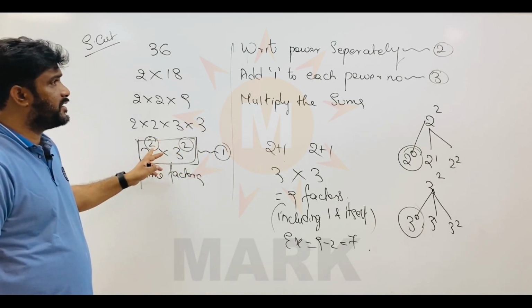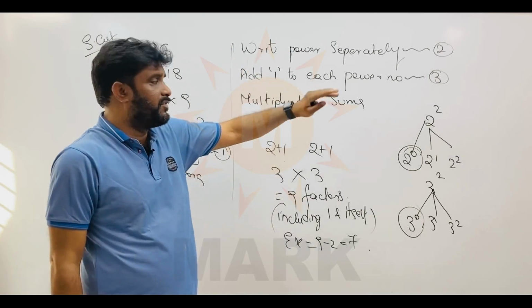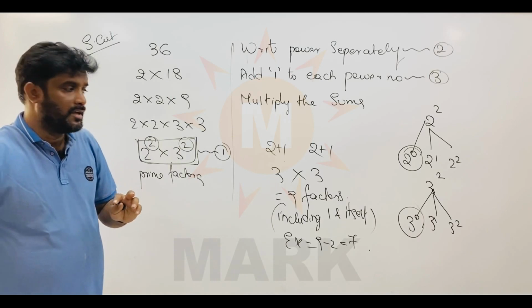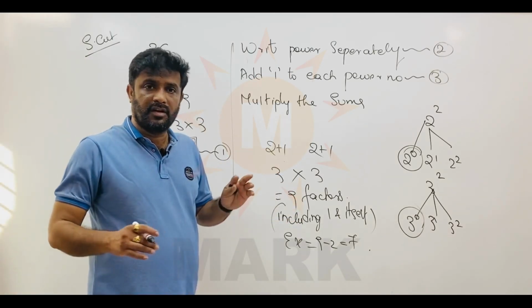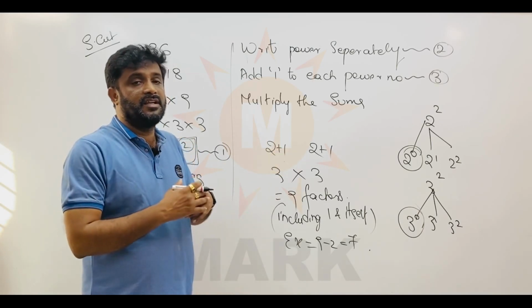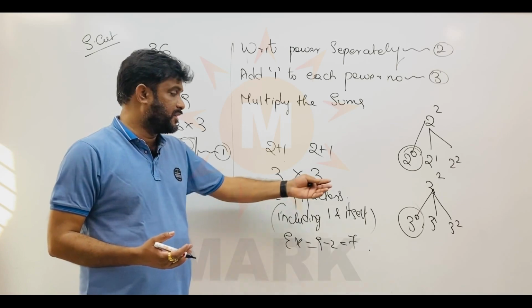So this is the way we have to do it. What is the first one? Prime factorization. Next one, write the powers separately. Next one, add 1 to each and every power. Next one, whatever sums you are getting, multiply the sums. Then whatever number you get, that is the number of factors including 1 and itself. If he is exclusively asking excluding 1 and itself, you have to minus 2. 9 minus 2 will give you 7.